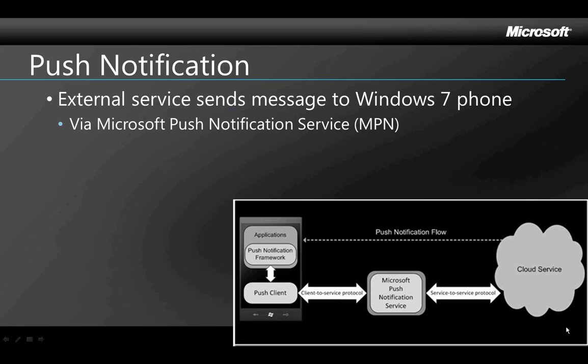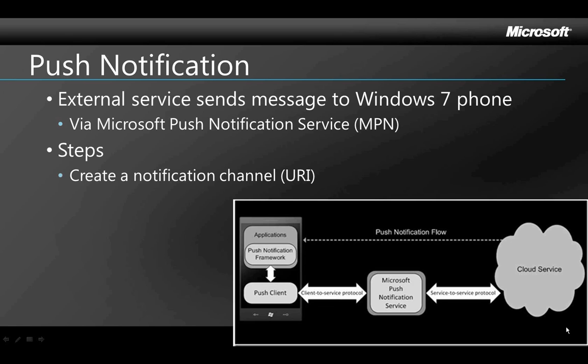Some applications need to keep up with external data that might change. It could be data in a cloud service on Windows Azure, for example. Windows Phone 7 apps handle that with push notification, which lets an external service send messages to a Windows Phone 7 app even if that app isn't running.